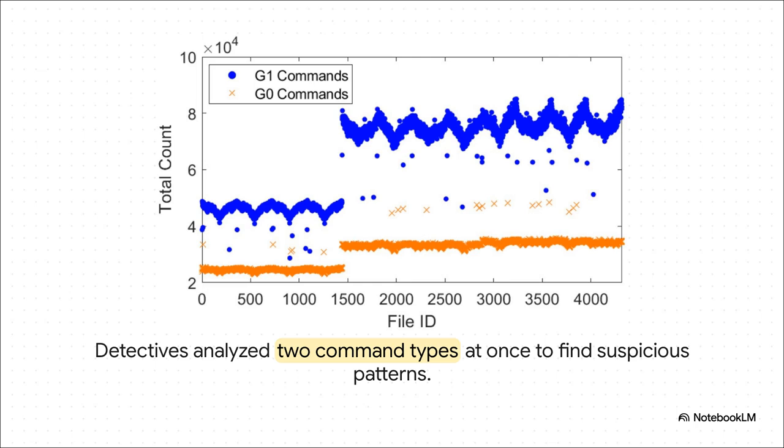This graph here shows what they did. They started plotting 2 things at once. The number of G1 extrude commands, those are the blue dots, against the number of G0 move commands, the orange crosses. This let them spot files that had a really suspicious ratio of commands.